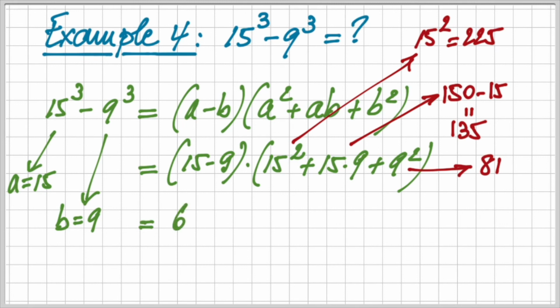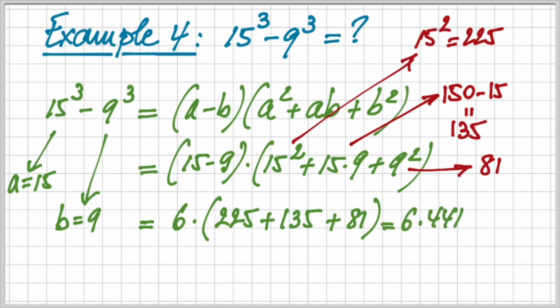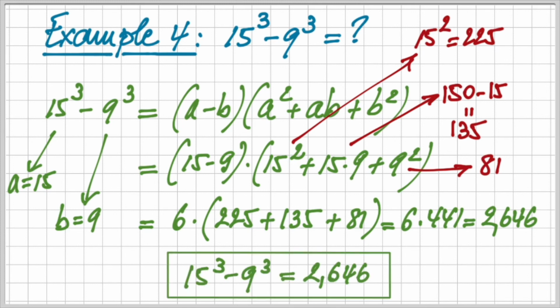So we find 15 − 9 is 6, and then we can add the numbers here, so we find that this is 225 + 135 + 81. This is equal to 441, so we find that this is equal to 6 times 441, which gives us 2646. The result of this, we can summarize here, is that 15³ − 9³ is equal to 2646.